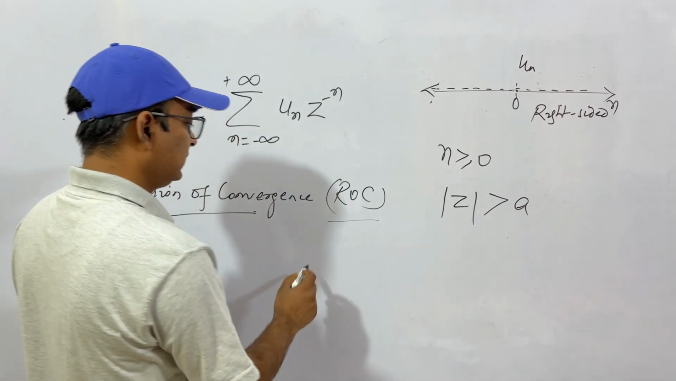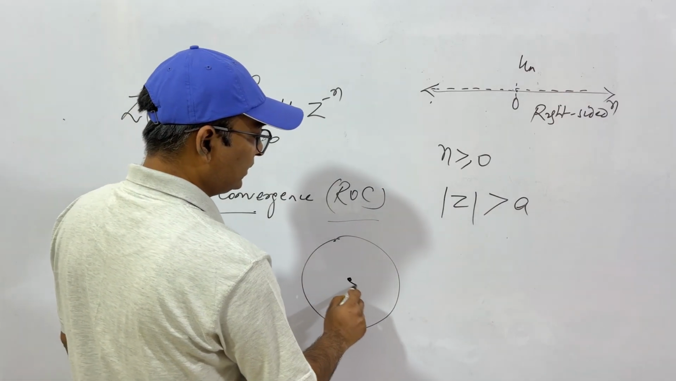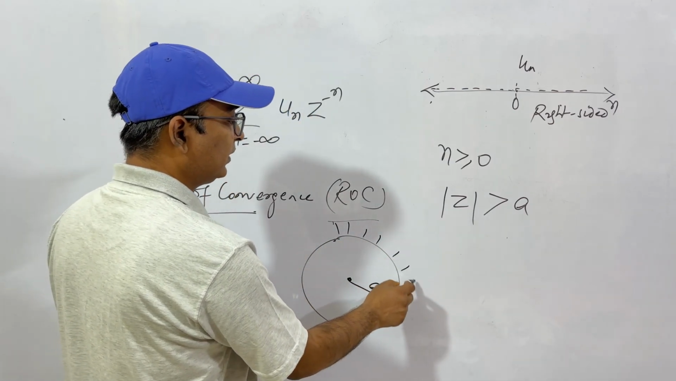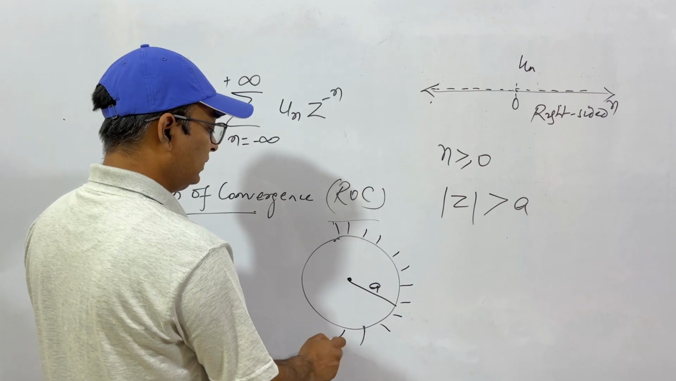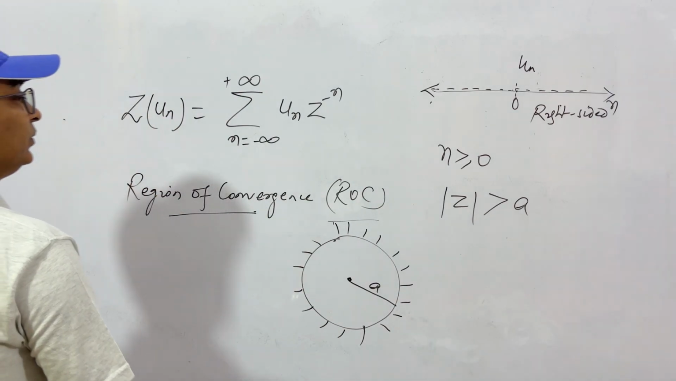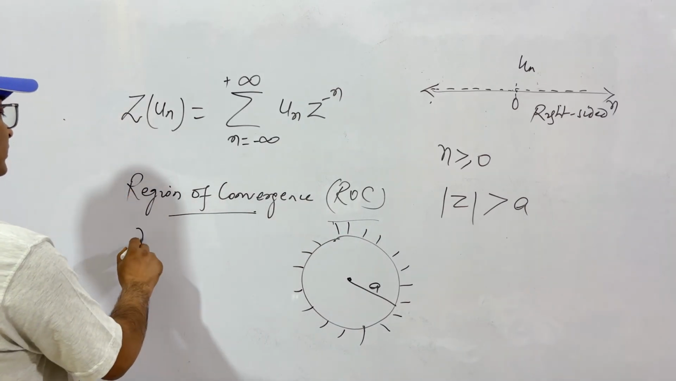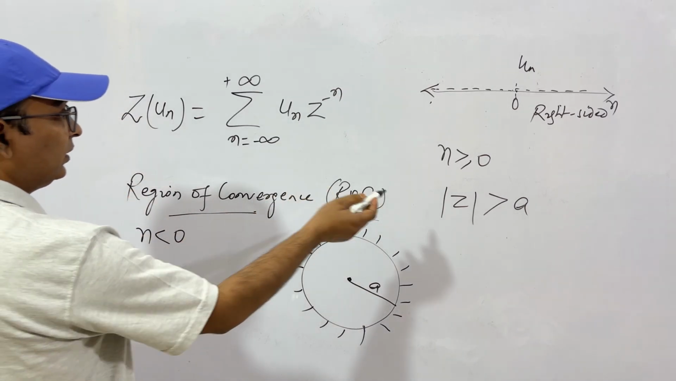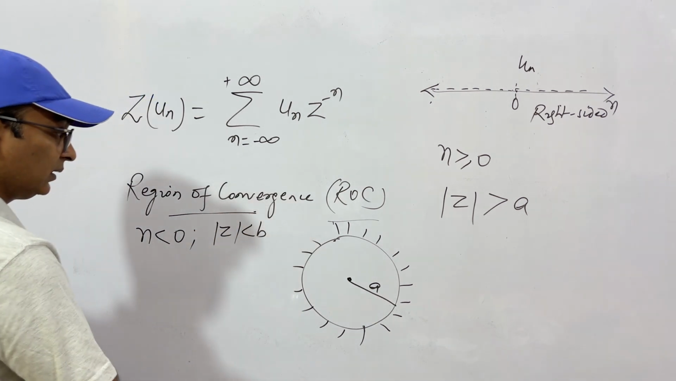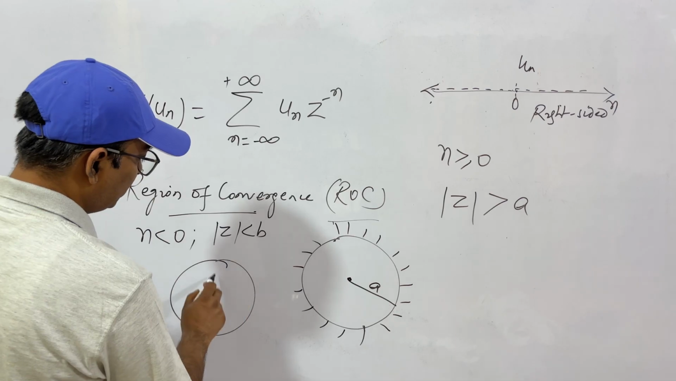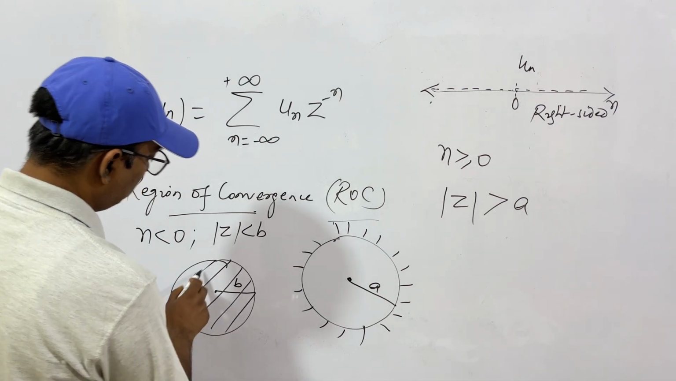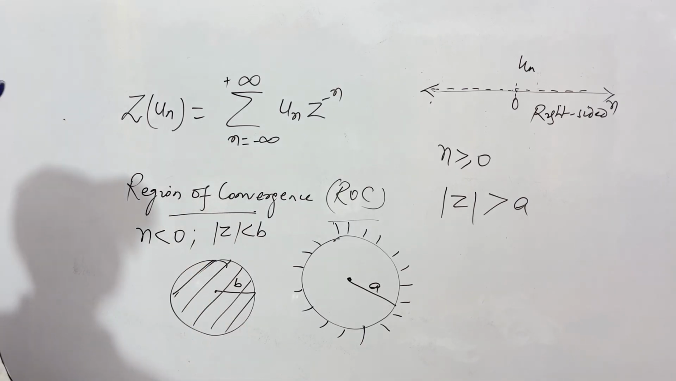We had defined this in the start for particular values. If you see it as a circle, a is the radius, and the region of convergence is out of this circle, that is z is greater than a. On the contrary, if you see the left hand side, the region of convergence for n less than 0, similarly you will find z is less than b, another circle. If this is b, then this is the region. The sequence will converge inside this circle only.